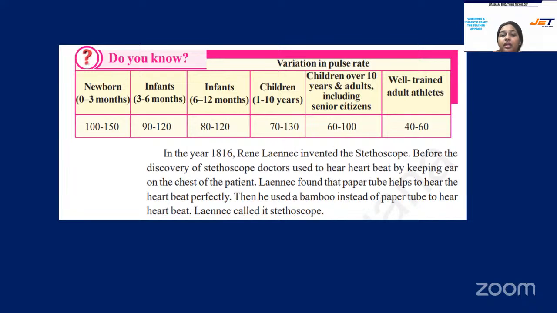So, in the year 1816, Rene Laennec invented the stethoscope. Okay, before the stethoscope, how did we use to measure the heartbeat? Doctors used to place their ears on the chest of the patient, and they used to count that. That is how a heartbeat was being noted. But after the invention of the stethoscope, it came into use. What did Laennec find? He found that paper tubes also help to hear the heartbeat properly. So instead of paper, he started with the bamboo. Okay.